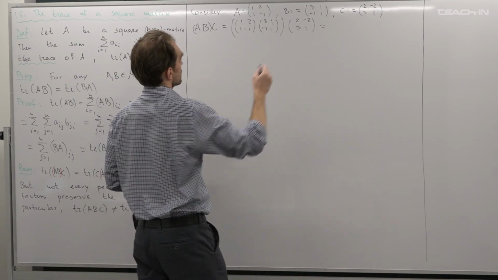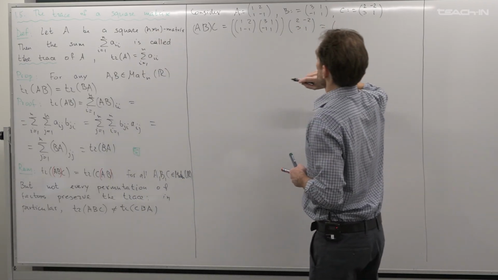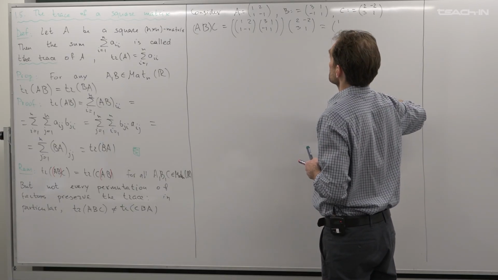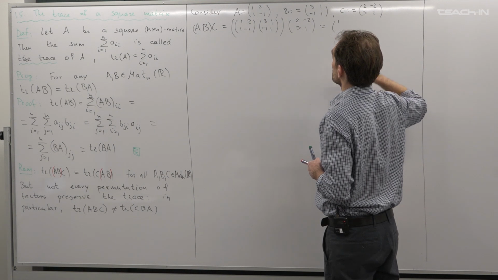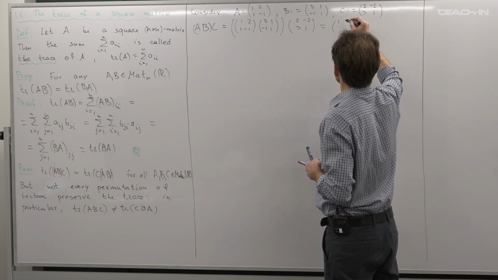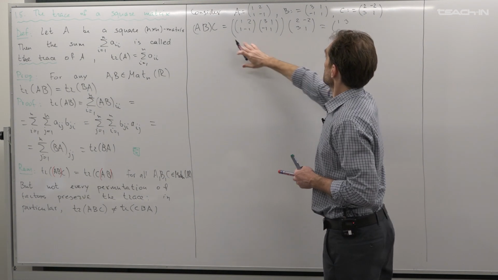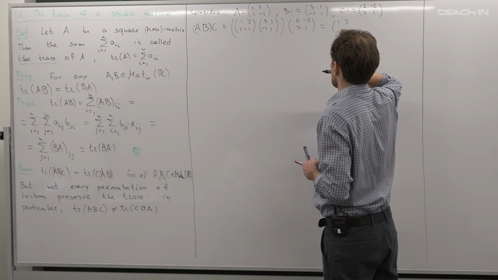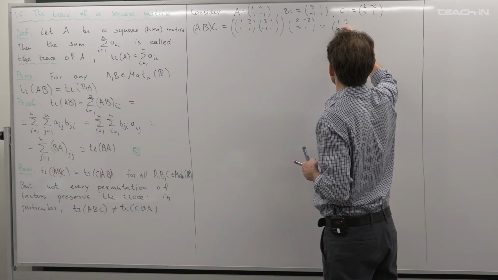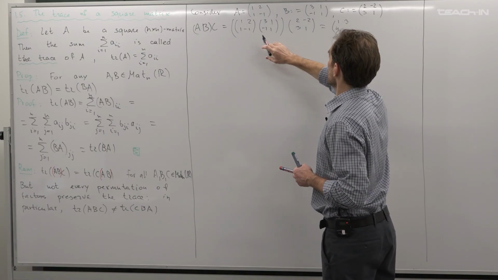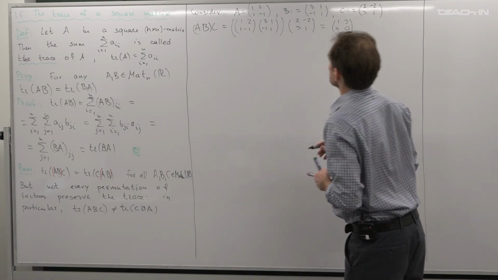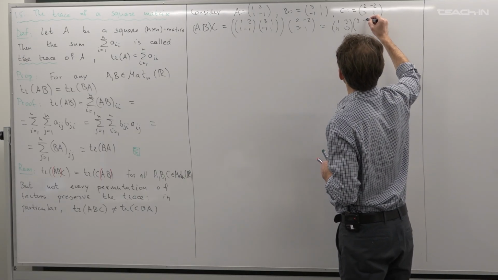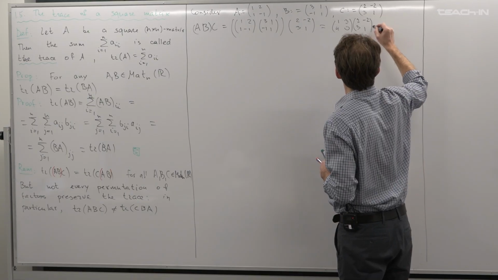So what do we get here? 3 minus 2, which makes 1. Then 1 plus 2, which makes 3. Then 3 by 1 plus 1 by 3 plus 1 makes 4. And then we have 0 here. So this is the product of the first two matrices, and then we need to multiply this product by the third matrix.